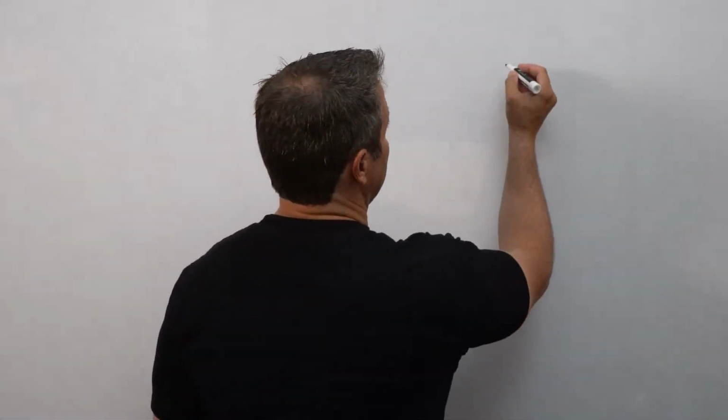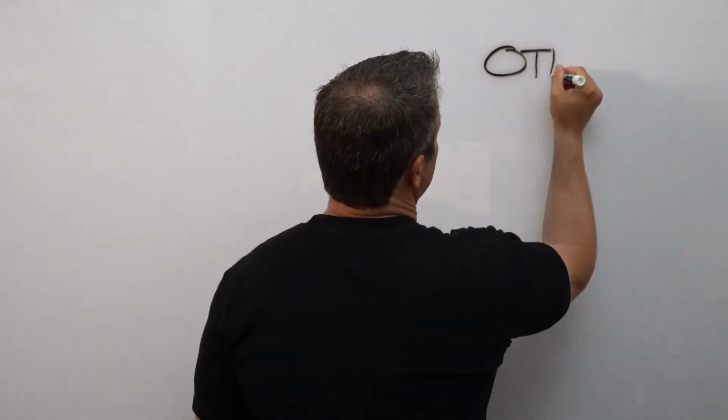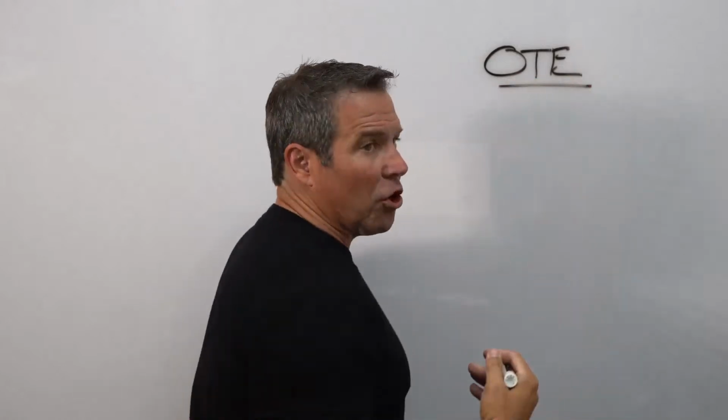What is OTE? OTE is your on target earnings. You'll see this in a lot of places. It'll be in job descriptions. It could be in your offer letter. It could be in discussions that you hear on a podcast, like the Find My Catalyst podcast. OTE stands for on target earnings.